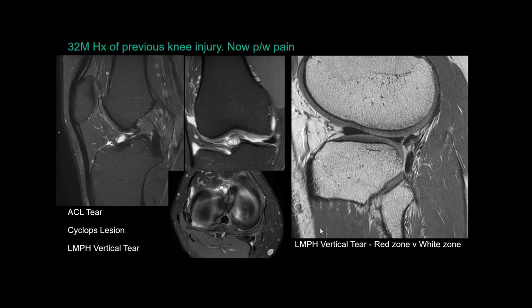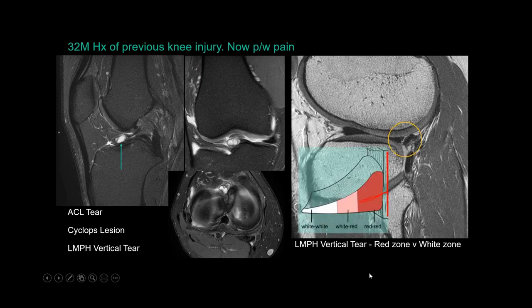Okay, so this 32-year-old had a previous knee injury, now presents with pain. On first instance, you can see an ACL tear. And in patients with chronic tears of ACL that may or may not have been repaired, sometimes you develop what we call arthrofibrosis or cyclops lesion, as Yeong mentioned in his talk. This patient also has a vertical or longitudinal tear of the posterior horn. So this is what is demonstrated as the red zone versus the white zone tear, where the red zone receives blood supply. The red-white zone is indeterminate depending on how good your blood supply is. And normally the white zone of your meniscus gets its nutrients from the synovial fluid and doesn't tend to repair very well.